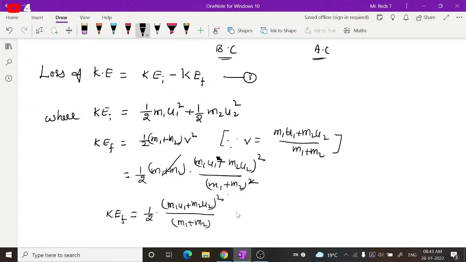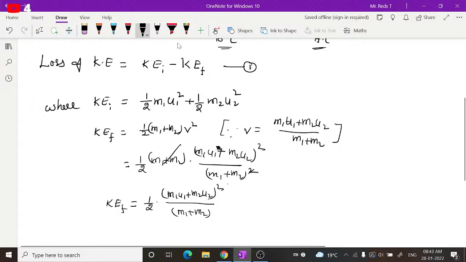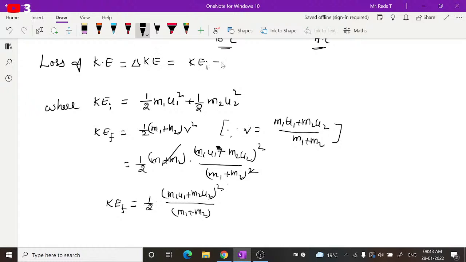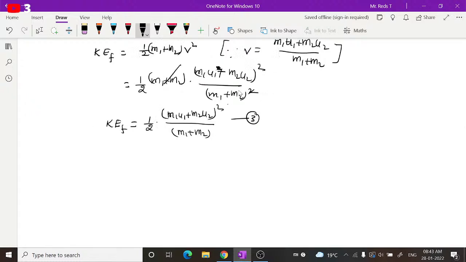Okay, so if you substitute these initial and final kinetic energies in equation 1, we get the loss of kinetic energy, which is equal to delta Ke, which is equal to initial kinetic energy minus final kinetic energy. If you take this as equation 1, this is 2, this is 3, then by substituting 2 and 3 in 1, you will get the loss of kinetic energy. How to find that? Let us see here.